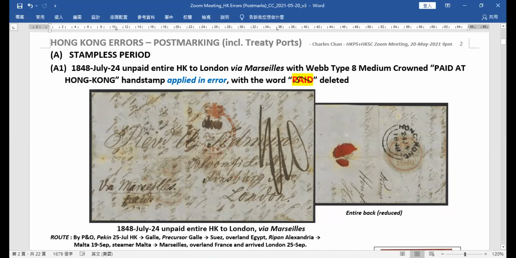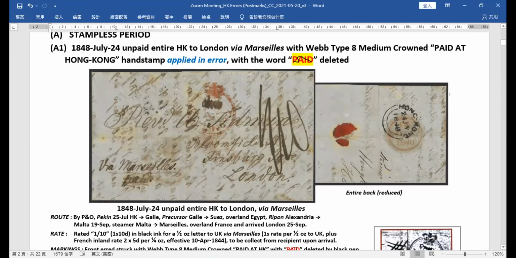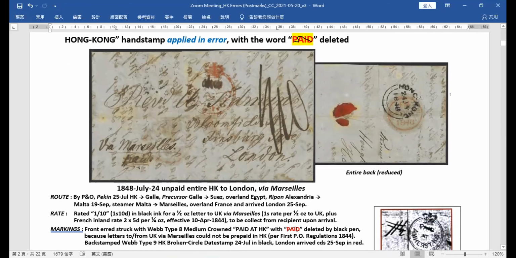And the rate marking is 1 shilling 10 using black pen, not in red. In red means that it is prepaid, the postage prepaid. In black ink, that means it is collected from the recipient upon arrival. Below the cover is just the information concerned about the route, rate, and marking.